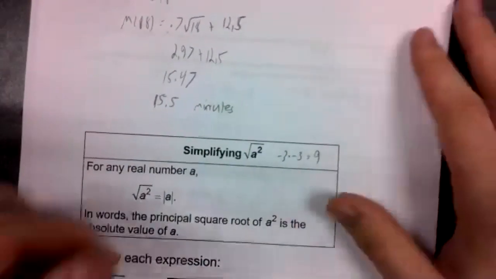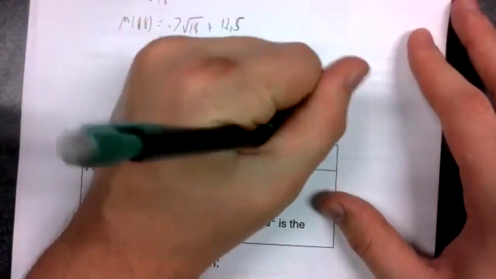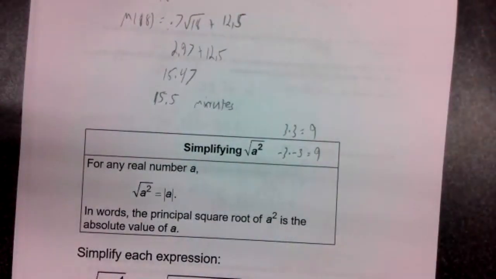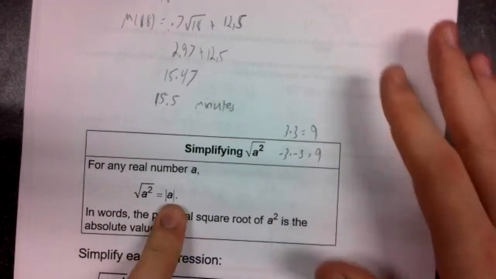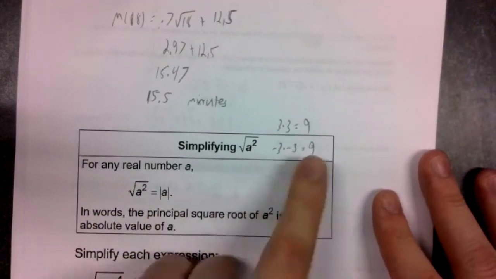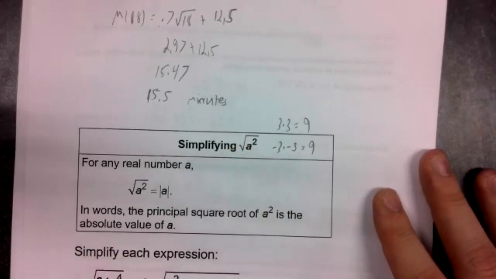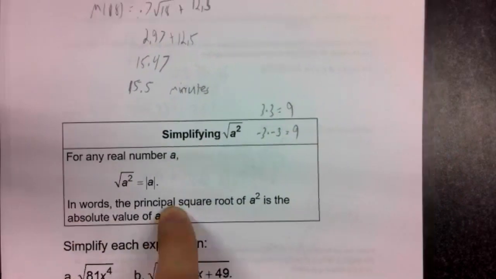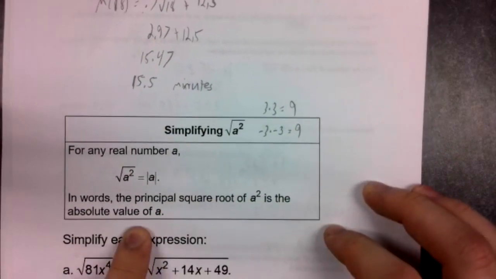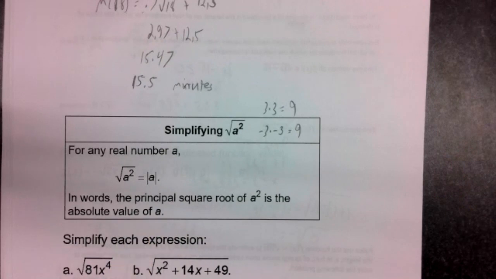If I have two positives multiplied by each other, I also get a positive 9. So it doesn't matter if it's a negative or a positive being multiplied by itself, I get a positive answer out, okay? So when I have the square root of a square, they'll cancel out, but I have to take the absolute value of a because I always get a positive number after I square something. In other words, the principal square root of a squared is just the absolute value of a. So it's just the positive part of a.